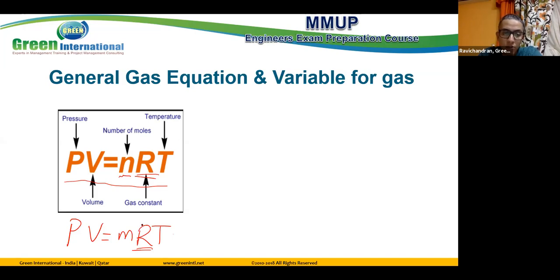Okay, we can denote this one R bar, or R dash, and this one R_U, universal, whatever, but this is not the same as this one, according to multiplying by the number of moles or mass. How to convert from this one to this one? What is the factor or parameter that controls the change from this to this? We will see.